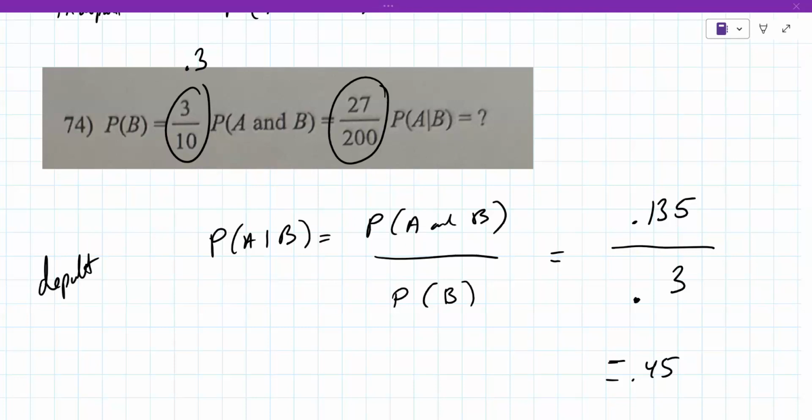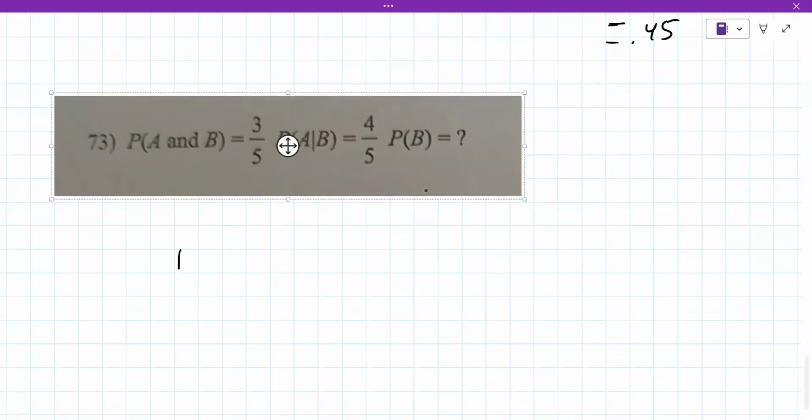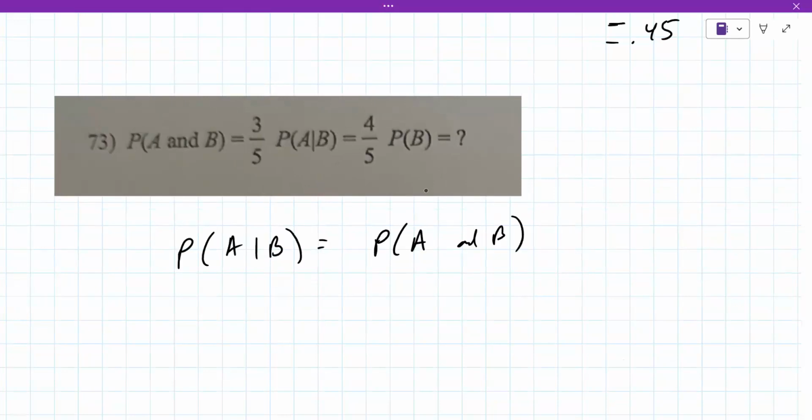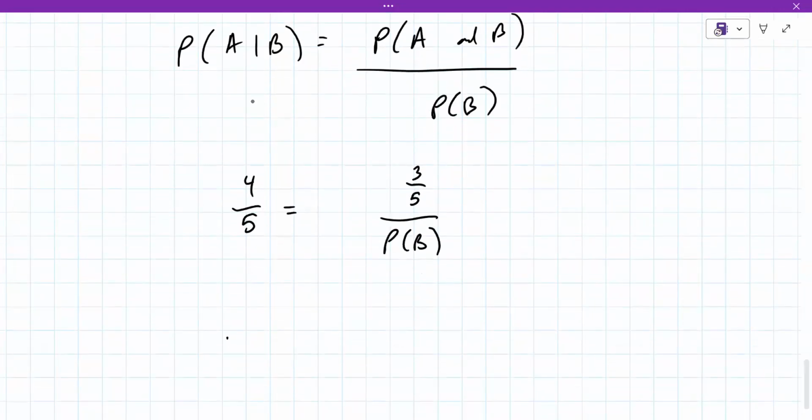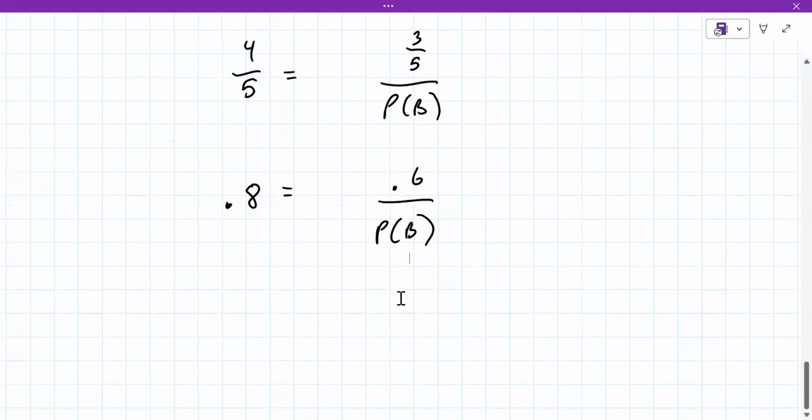So let me redo it here. The probability of A given B equals the probability of A and B over the probability of B. This time they're giving you 4/5 equals the probability of A and B, which is 3/5, over the probability of B. We were discussing whether it's better to just work with the decimals. I think it is. But this is one of those harder problems: how do you get the variable out of the bottom?